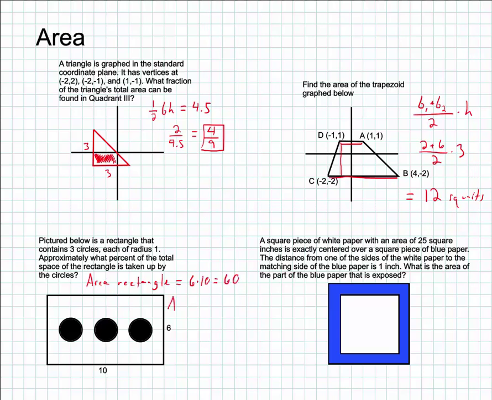And then we have the area of each circle, and that's going to be pi r squared, or pi times 1 squared, which is just equal to pi. So now we have 3 circles, so that is 3 pi for the area of the circles over the total area of 60, and then times 100%, which is 15.7%.